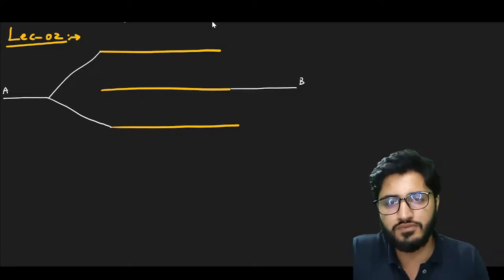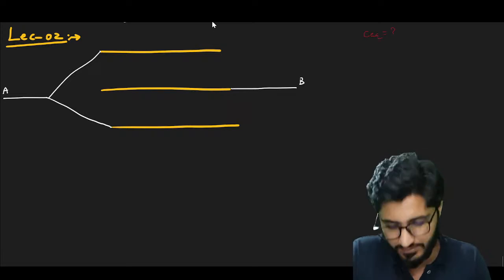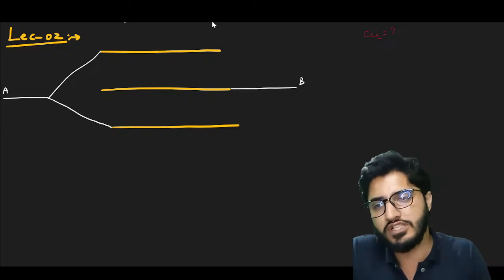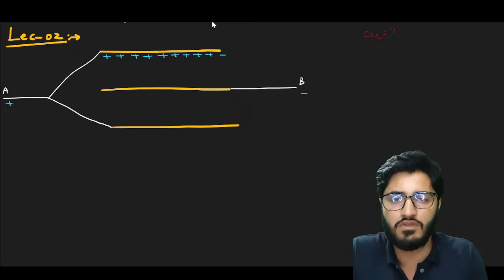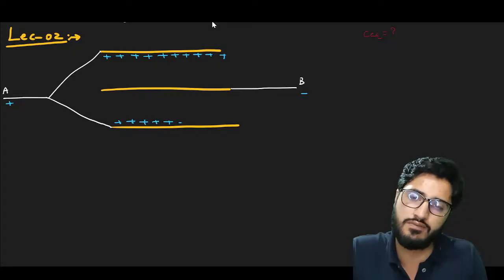Let us suppose you need to get C equivalent, or how to form a capacitor from this. How to form a capacitor? Look better. Suppose this is positive, and this one is negative, that means this thing will be positive, this thing also will be positive. Why? Because we have given positive charge to A and we have given negative charge to B.